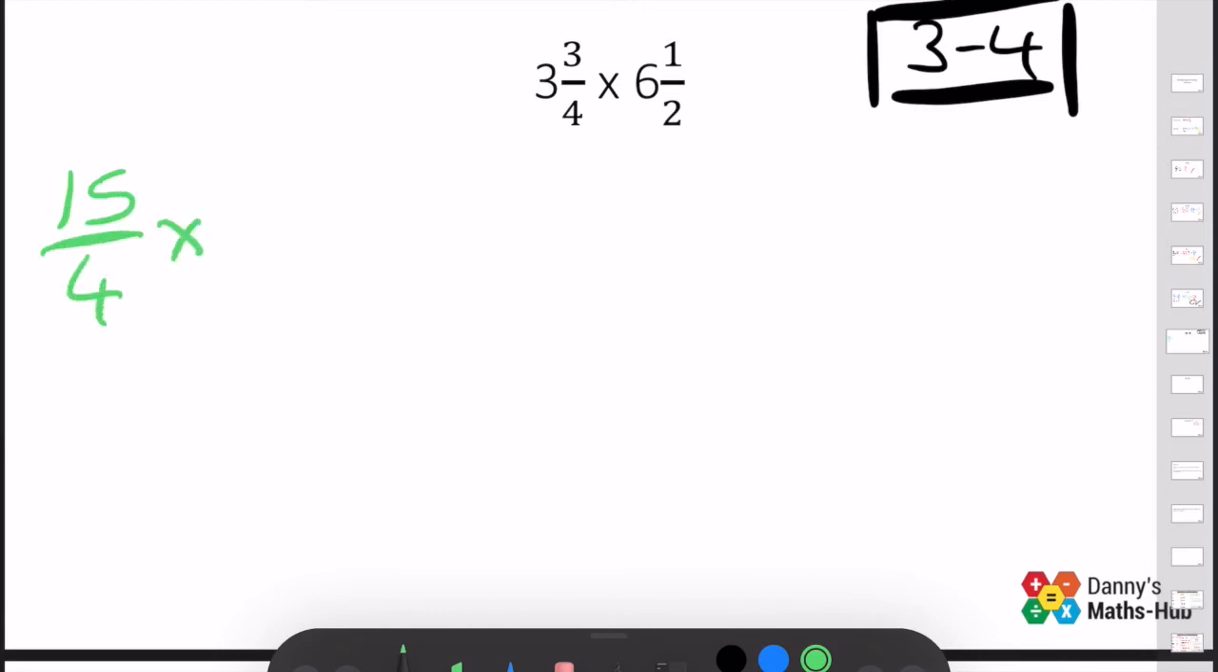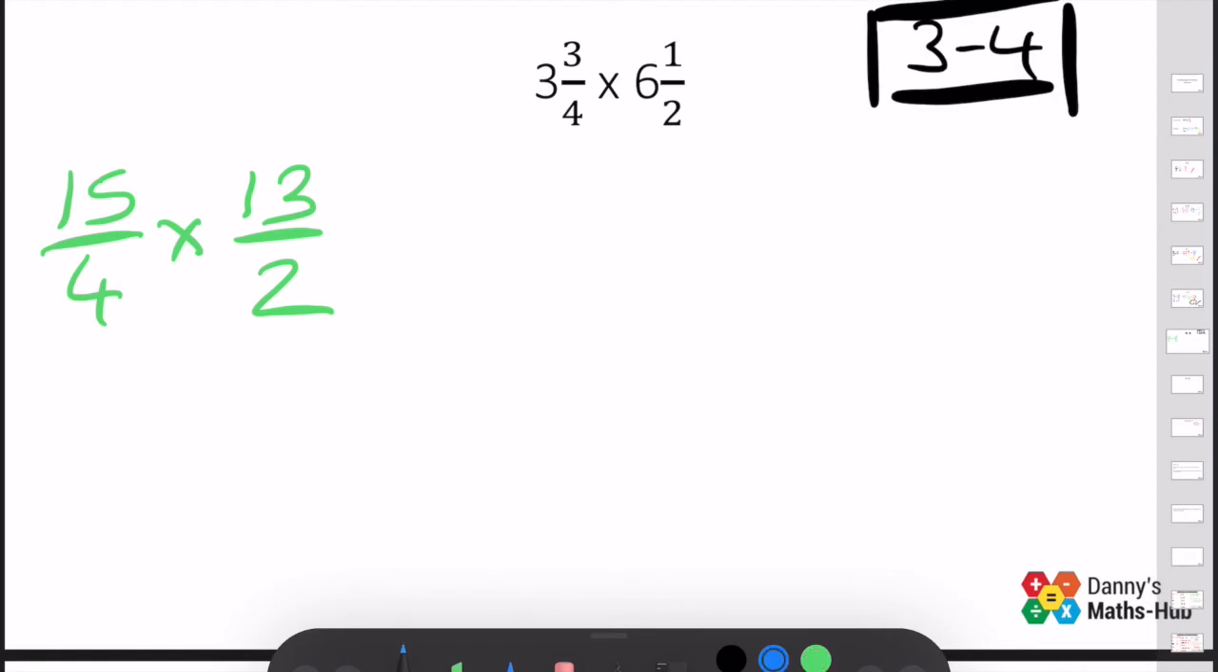6 1/2. 6 times 2 is 12. Add the 1 is 13/2. Now, if you don't know how to convert mixed numbers into improper fractions, please go back and look at my video. It was the one I posted before this. Once we've turned this into improper fractions, we can then just complete as usual.